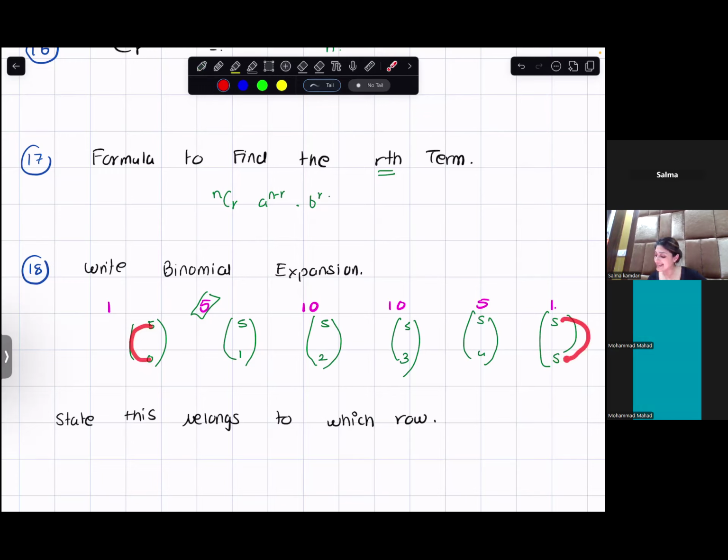NC0 and NCN is always the same. Are you with me? The first term and the last term is always the same. So it tells me that NC0 and NCN is always the same.